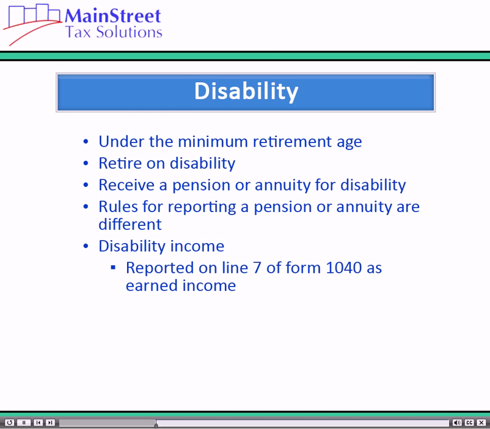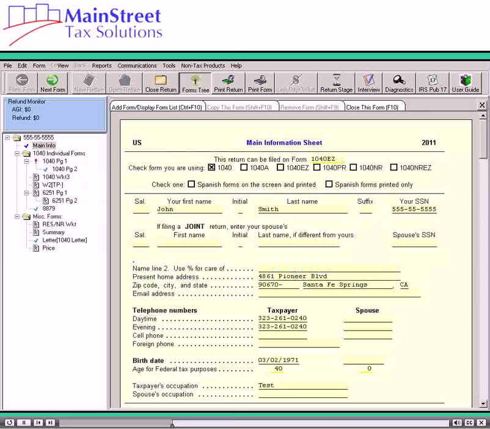If you are under the minimum retirement age, retired on disability, and receive a pension or annuity for disability, the rules for reporting your pension or annuity are different. The disability income must be reported on line 7 of Form 1040 as earned income. The taxpayer is 40 years old and retired on permanent disability. He received a Form 1099-R for his disability pension for the year.